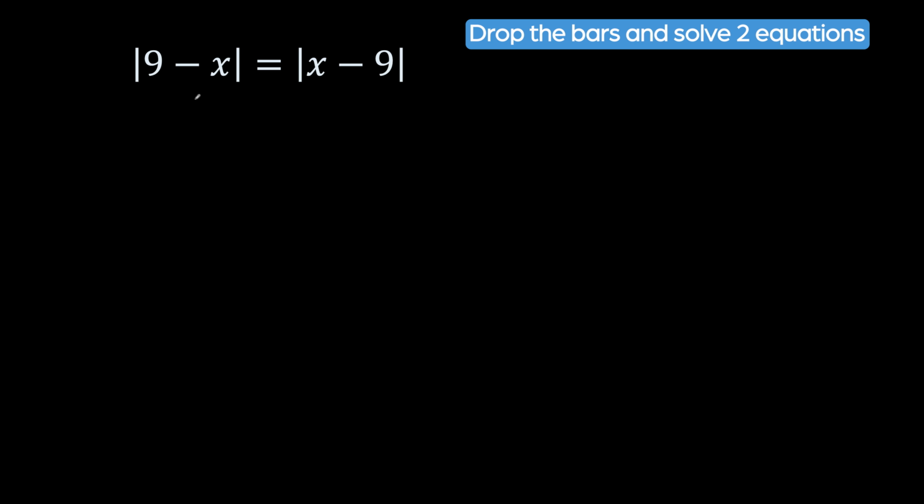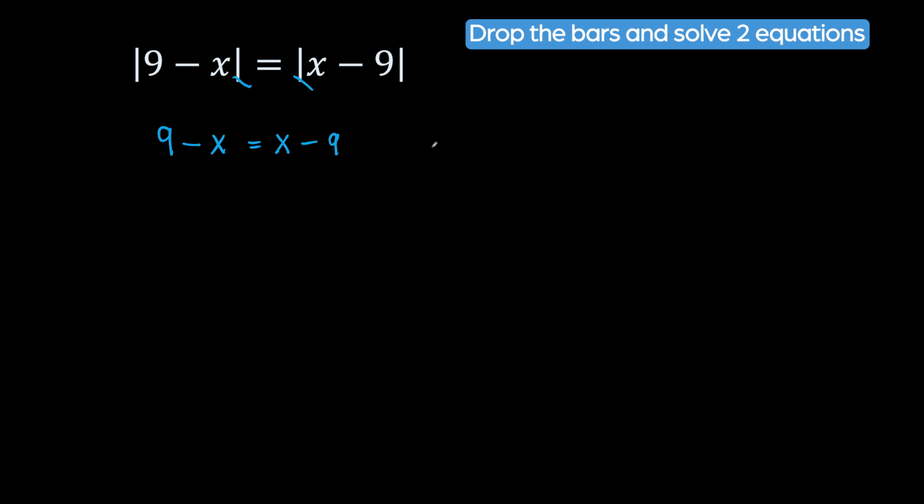Let's keep it simple. We have the absolute value of 9 minus x is equal to the absolute value of x minus 9. To find the solutions to this equation, all you have to do is to solve two equations. So drop the absolute value bars. And in the first equation, set the left side equal to the right side. So 9 minus x is equal to x minus 9.